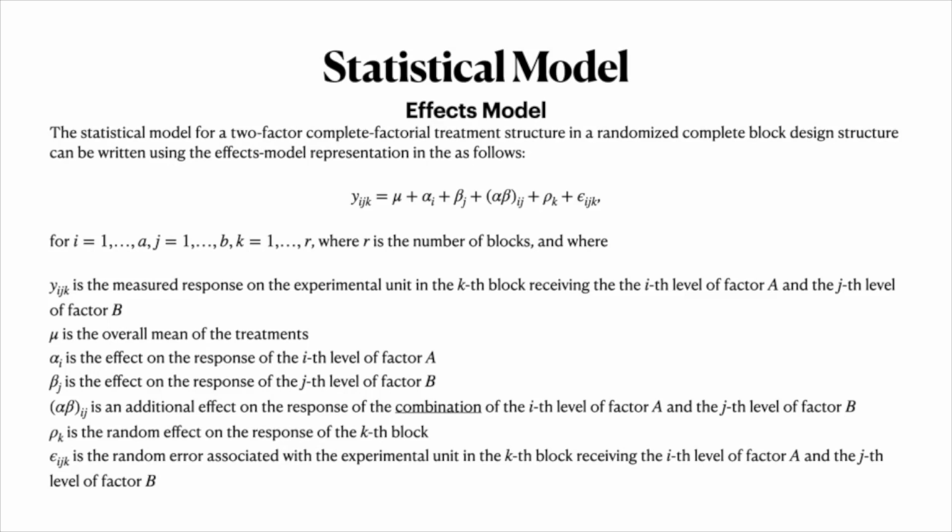With this representation, mu is the overall arithmetic mean of the treatments. Alpha sub i is the effect on the response of the ith level of factor A. Beta sub j is the effect on the response of the jth level of factor B. And then alpha beta sub ij is an additional effect on the response due to the combination of the ith level of factor A and the jth level of factor B.